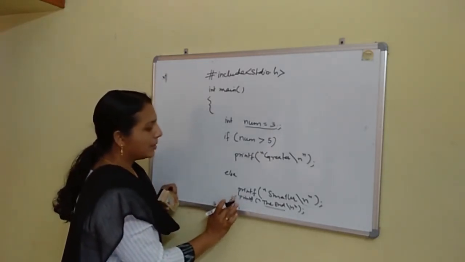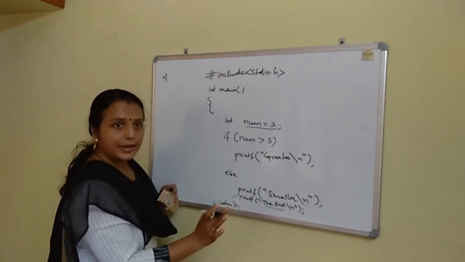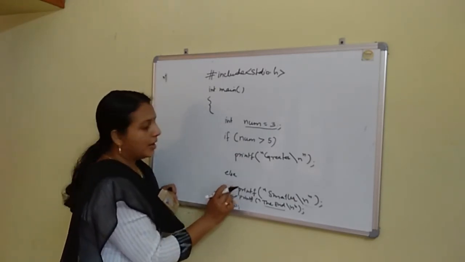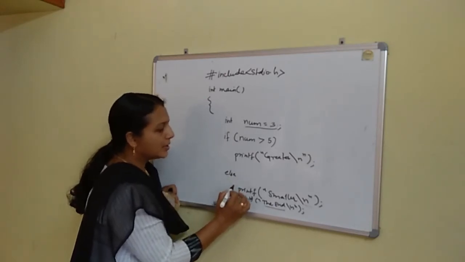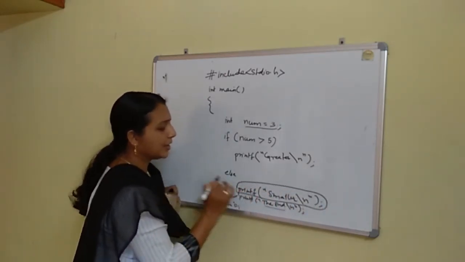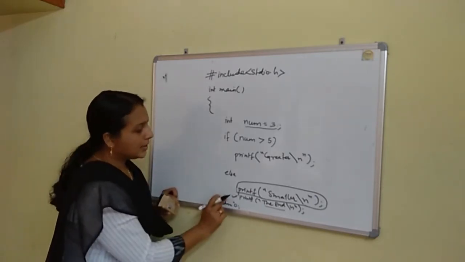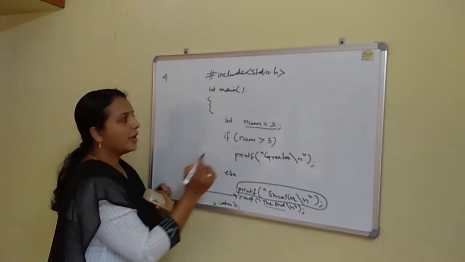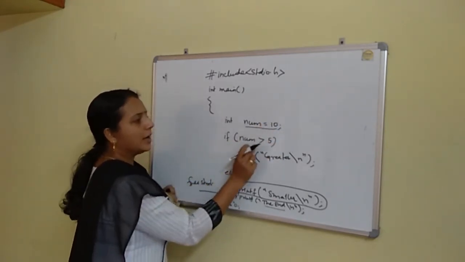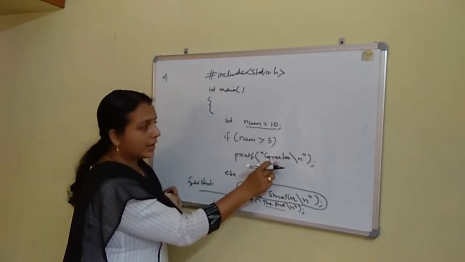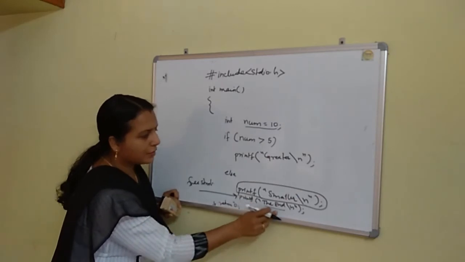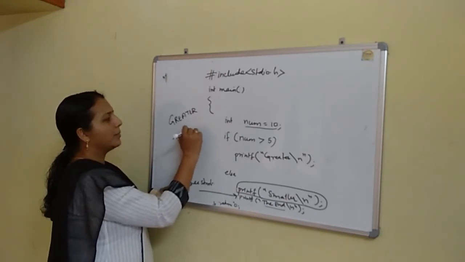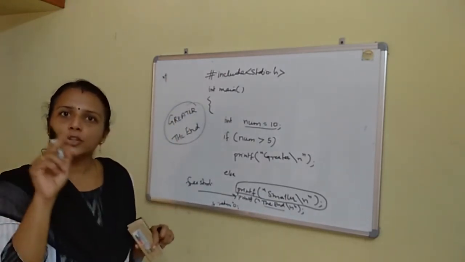In this case, you will not find any error. This if is not part of the else block. When the else condition is true, this is the only statement executed as part of the else block. This is a free statement. Suppose num is equal to 10 and num is greater than 5, you will get greater on the screen, and the control comes to the statement printf the end. So you will get two statements on the screen, greater and the end.